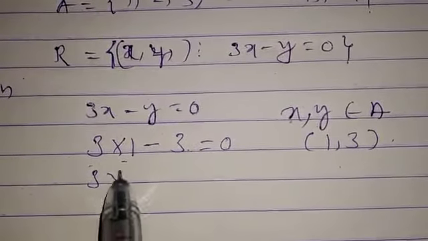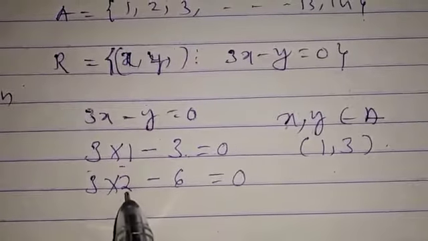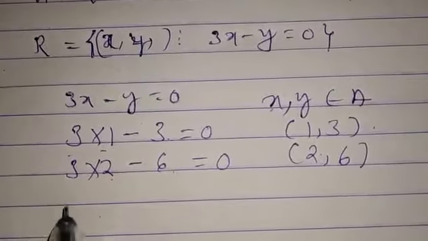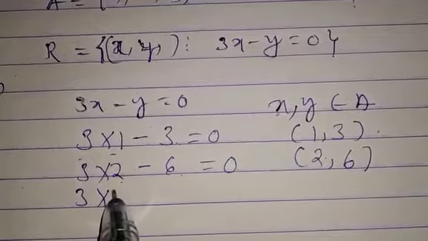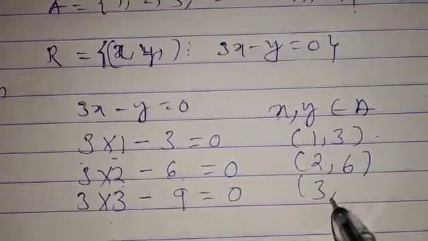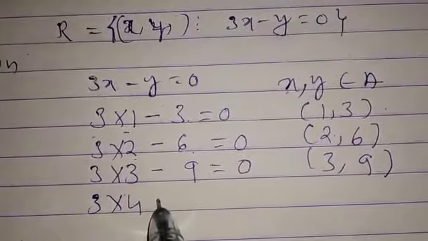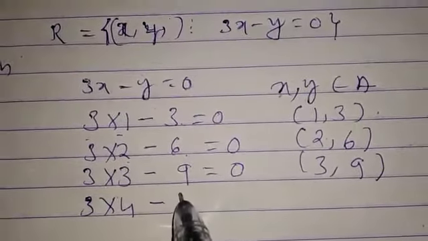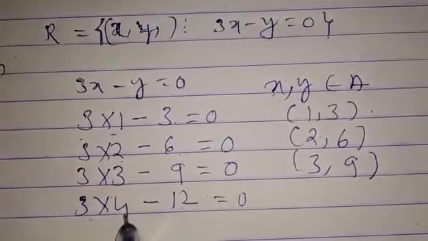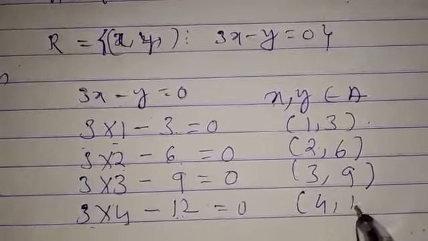Next, 3 into 2 is 6, minus 6 is equal to 0. Here x is 2, y is 6. So that is (2, 6), the second ordered pair. Then 3 into 3 is 9, minus 9 is equal to 0. That is (3, 9), the third ordered pair. So 3 into 4 is 12, 12 minus 12 is equal to 0. Here x is 4, y is 12. That is the fourth ordered pair, (4, 12).